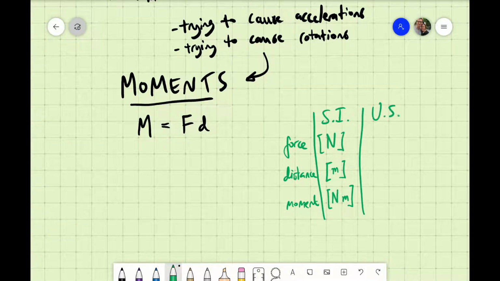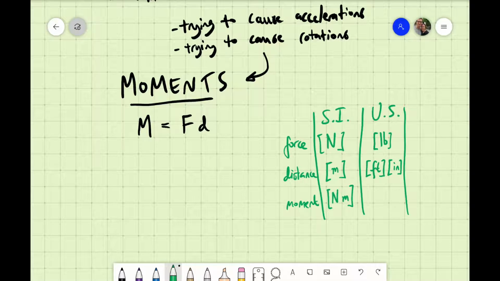In the US customary system, force is measured in pounds. Distance will either be in feet or it can be in inches. I wouldn't say there's one preferred over the other. It depends on what you're doing. If it's a smallish situation, it'll be inches. If it's a big, skyscraper situation, it'll be feet. And so what you end up with is usually spoken of as foot pounds, and most Americans write a little dash, a little hyphen, maybe a dot, or inch pounds.